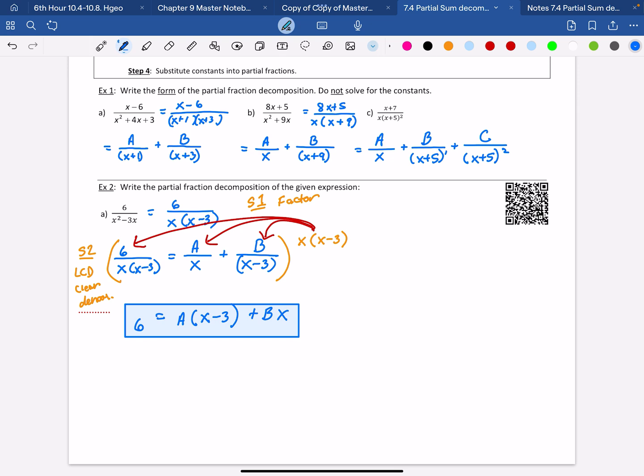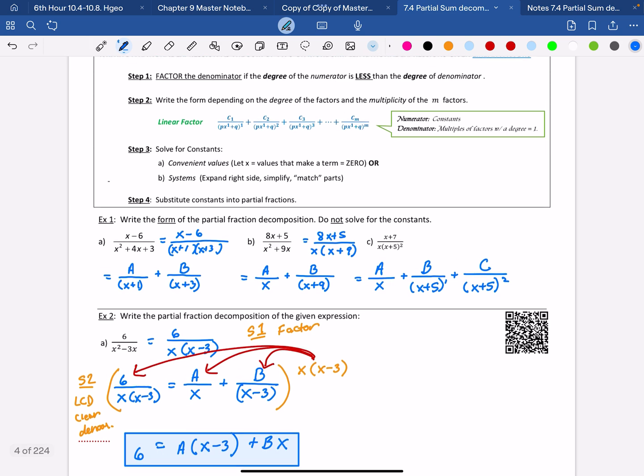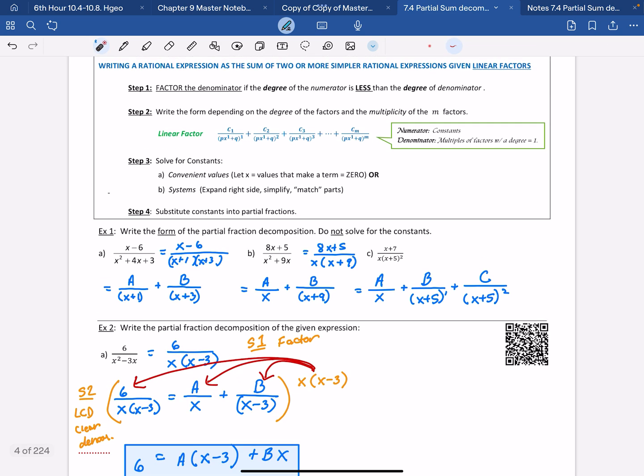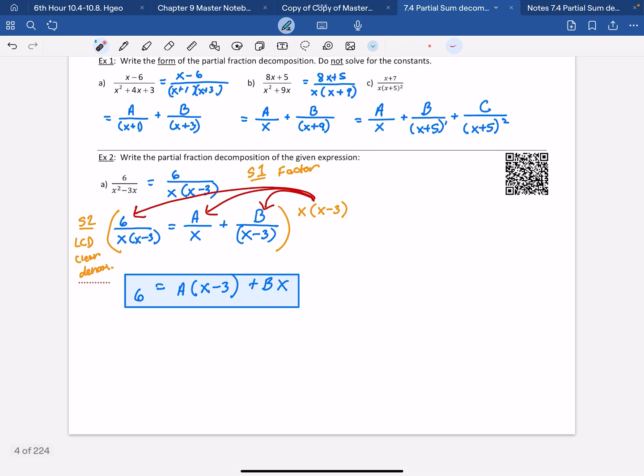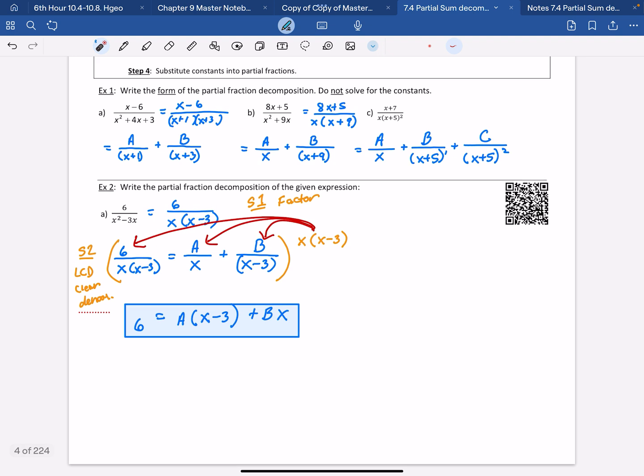Okay, so now the next step, what we're about to do is take that simplified equation. Our goal here is to solve for a and b. And if you noticed above, there are two different ways that we're going to be able to solve this problem. We can do what's called convenient values. And what I'm going to recommend is, any time that you can solve using convenient values, do it. It's much easier. Okay. And we're going to talk about using systems, or it's called matching parts, for another method when convenient values are not possible.